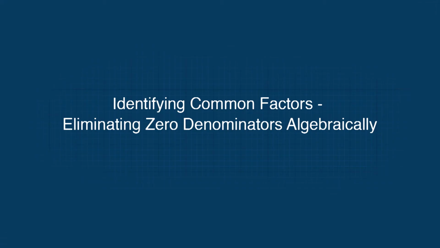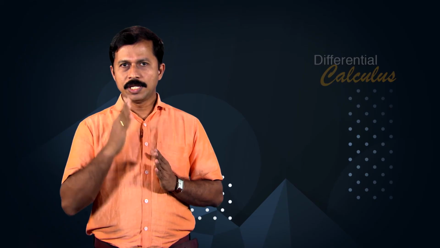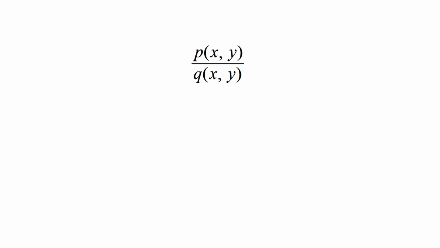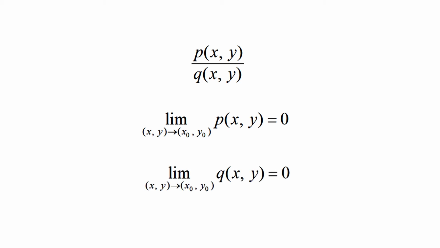Identifying common factors and eliminating 0 denominators algebraically. In case 2, consider a rational function p of x y by q of x y, where the limit as (x, y) approaches (x naught, y naught) of p of x y is equal to 0 and the limit as (x, y) approaches (x naught, y naught) of q of x y is equal to 0. In this case, we multiply the numerator and denominator by a conjugate expression. This is illustrated in the following example.